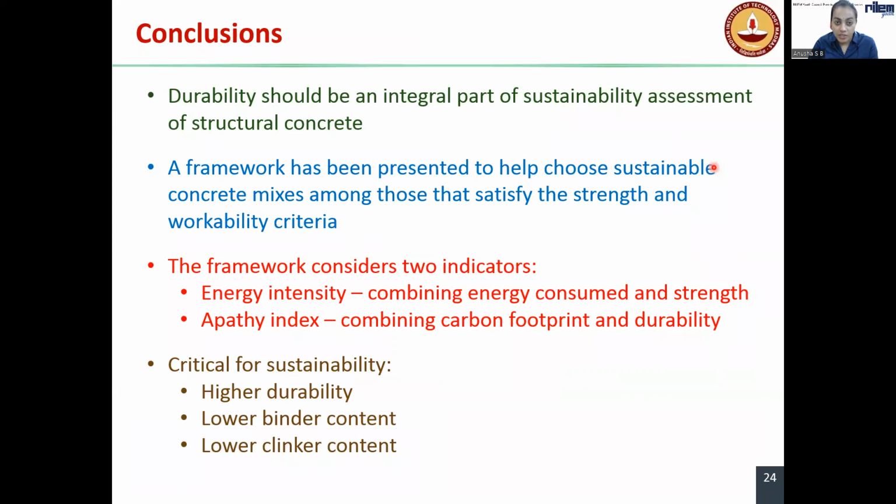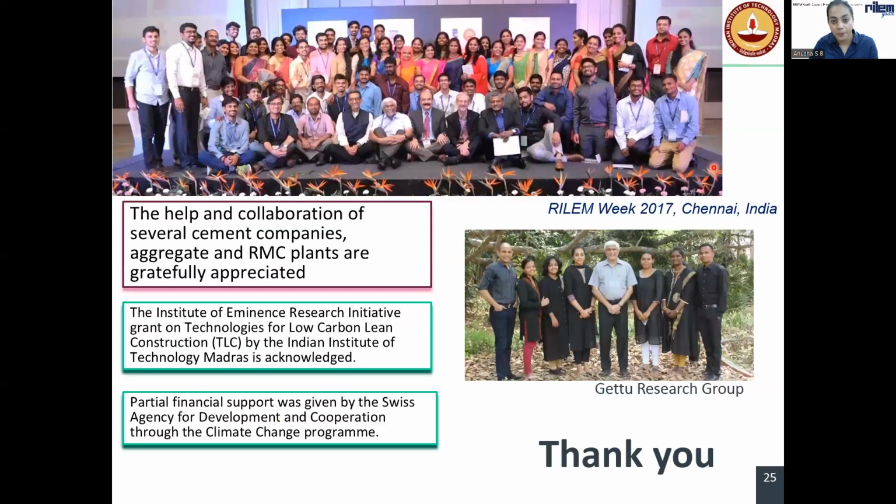Moving on to the conclusions. Durability should be an integral part of the sustainability assessment for structural concrete systems. A framework has been presented here to help choose sustainable concrete mixes that can satisfy the strength and the workability criteria. This framework is based on two indicators, that is energy intensity index and apathy index. The critical parameters considered for sustainability are the durability, lower binder content, and lower chemical content.